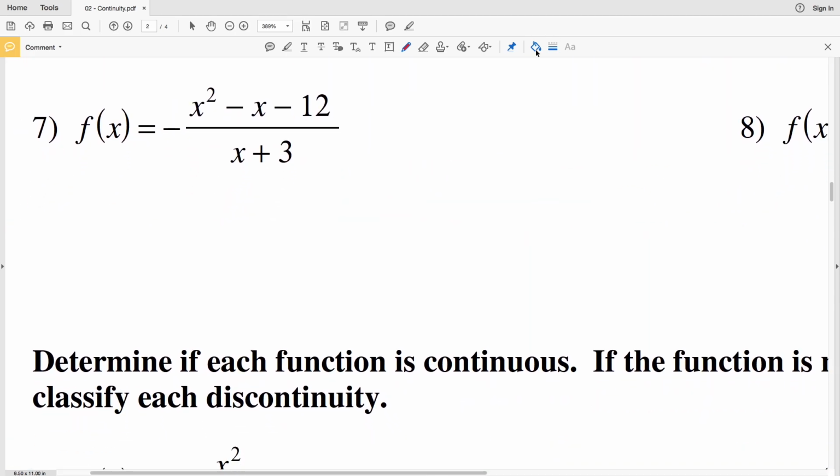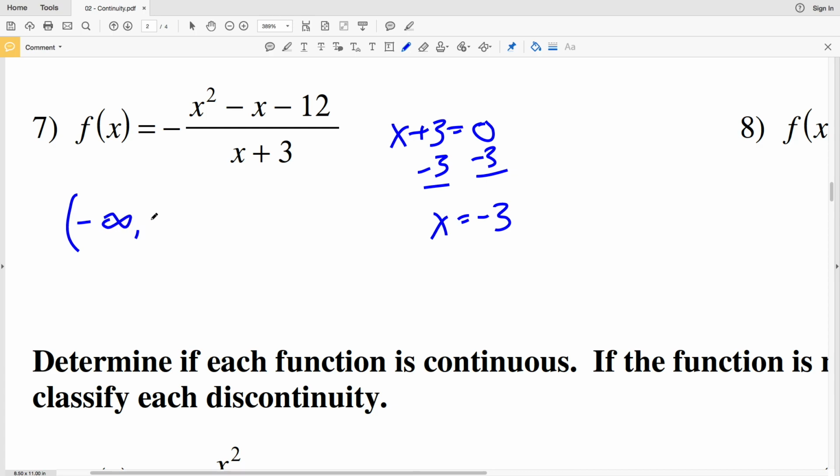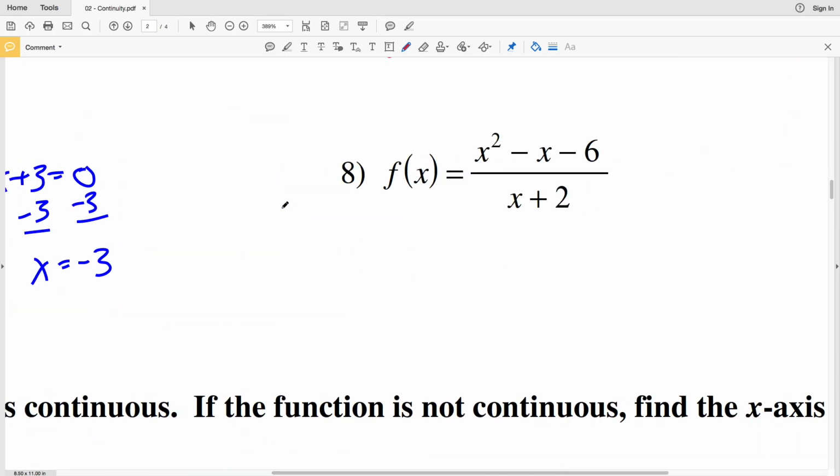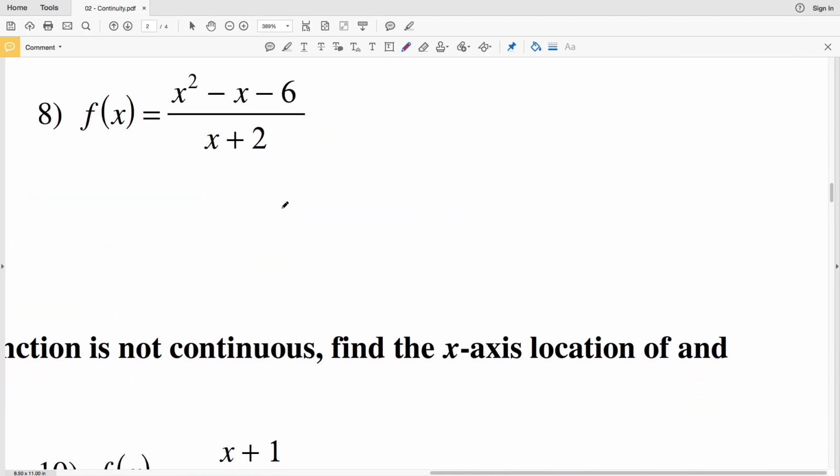Now on to number 7. Our function is not continuous when x plus 3 equals 0. So x plus 3 equals 0 when, if I subtract 3 from both sides, x equals negative 3. So my function is continuous from negative infinity to negative 3, and then from negative 3 to positive infinity. That's my solution in number 7. Now for the last part in this section, number 8.